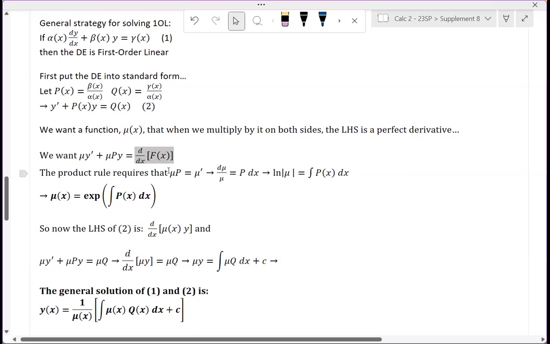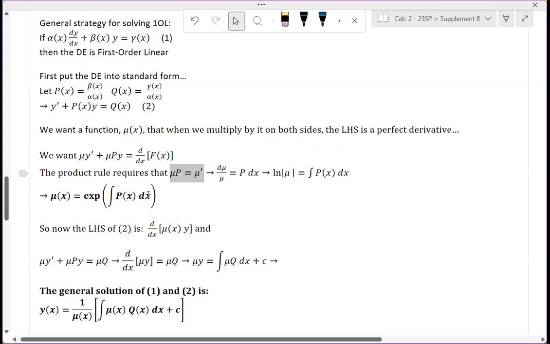So what do we see then? We see that the product rule requires that mu p equals mu prime. So why is that? Well, if I want my first factor to be mu y prime, I wouldn't have differentiated the mu there. I'd have differentiated y. That forces my second factor to be such that I'm not differentiating y, and I'm differentiating mu. So differentiating mu gives me mu p.